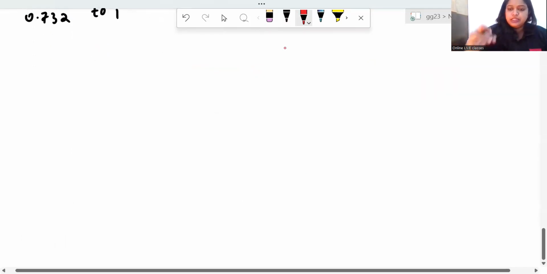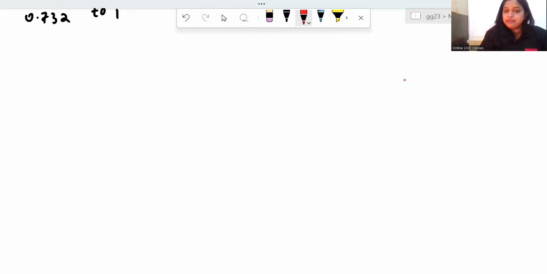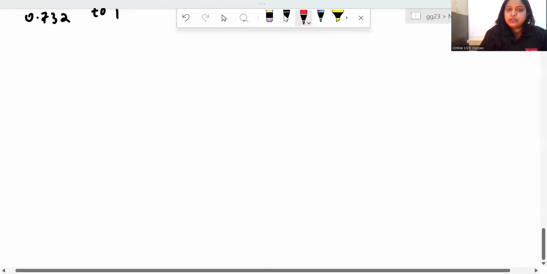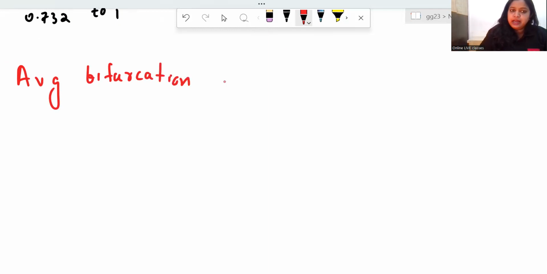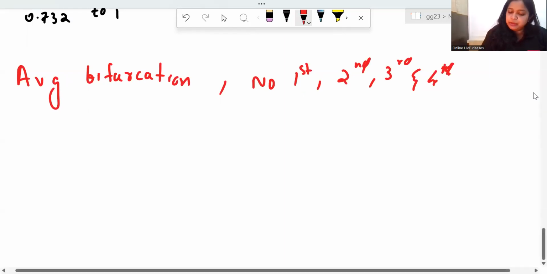Next section is about, excuse me, I don't have the exact values, but the question was to define the bifurcation ratio. They asked to calculate the average bifurcation ratio, and they provided the number of first order, second order, third order, and fourth order streams. So all the stream numbers were given, and we just have to calculate the average bifurcation ratio.